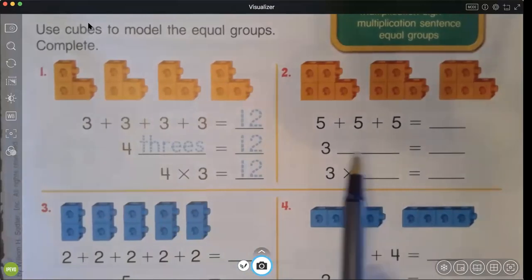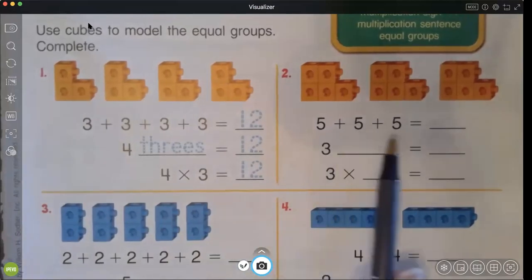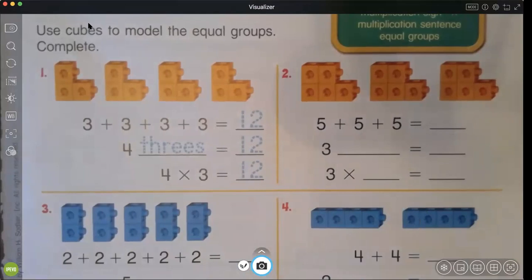Now, let's look over here. We have 5 plus 5 plus 5. I'm going to give you a second.